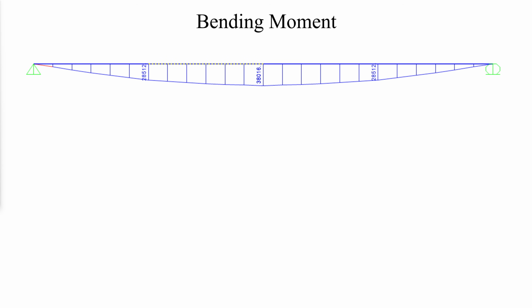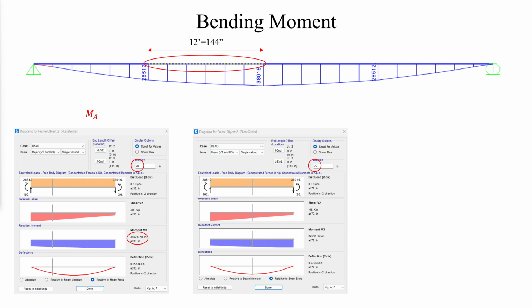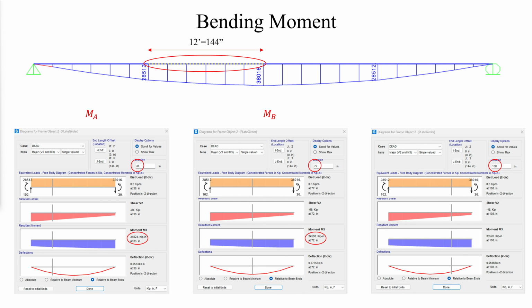By observation of the moment diagram, the second and third unbraced segments have the highest bending moments. We will have a closer look at the moments in the second segment as it's the same as the third segment due to symmetry. At the first quarter of the segment, with a distance of 36 inches from the left end, we obtain moment A. At the midspan of the segment, with a distance of 72 inches from the left end, we obtain moment B. At the third quarter of the segment, with a distance of 108 inches from the left end, we obtain moment C.